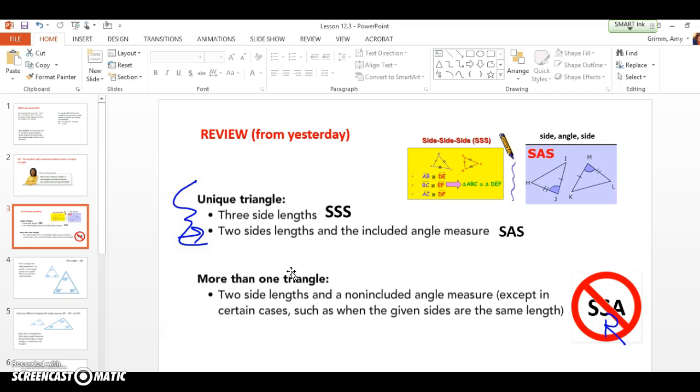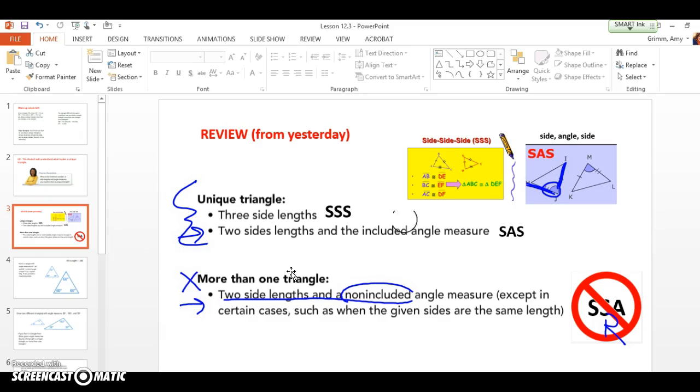Side, angle, side, but the angle has to be included between these two. It cannot be an excluded angle, which is what this says. This is saying you can make more than one triangle if you have two side lengths and a non-included angle measure, except in certain cases. I don't care about that. Any questions on that from yesterday before I add one more to it? Okay, let's add one more to it.